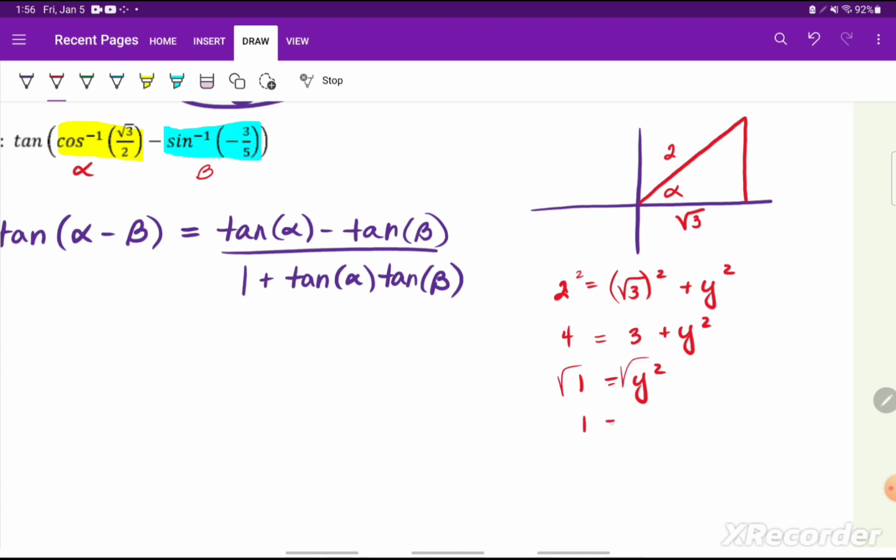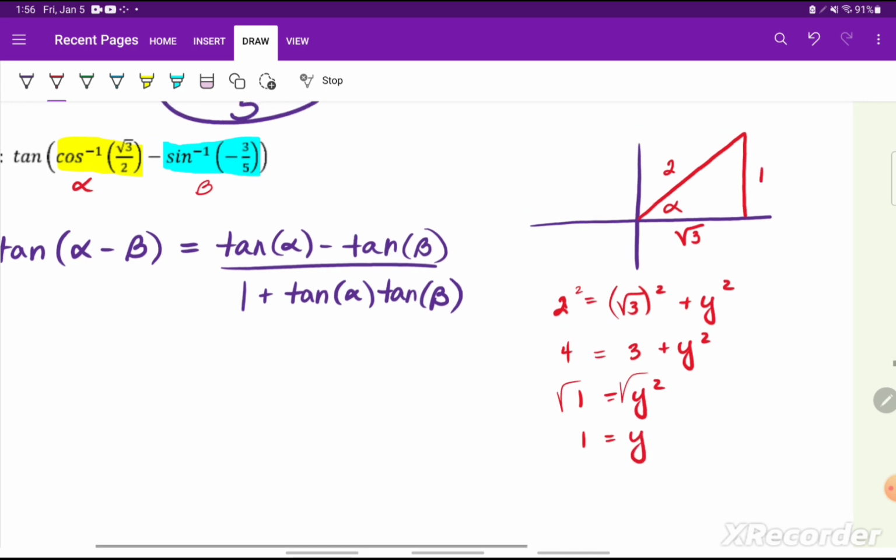So we're going to get y to be equal to 1. So tangent of alpha, right, it's going to be opposite over adjacent, 1 over square root of 3. And just like the last example, I would not rationalize this right away. I'd plug it in and then see. So we'll be taking this 1 over square root of 3 and plugging it in both these two places.